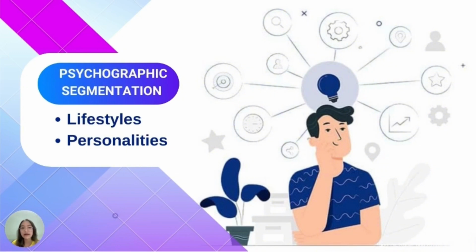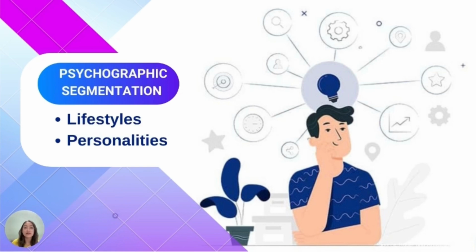The next variable is psychographic segmentation. Here we talk about lifestyle and personalities. Lifestyle is how a person lives, and their daily habits will also help marketers predict consumer behavior. For example, if you are a furniture retailer, you have to know whether your customer prefers a green living, minimalist, or luxurious lifestyle to offer them suitable products.